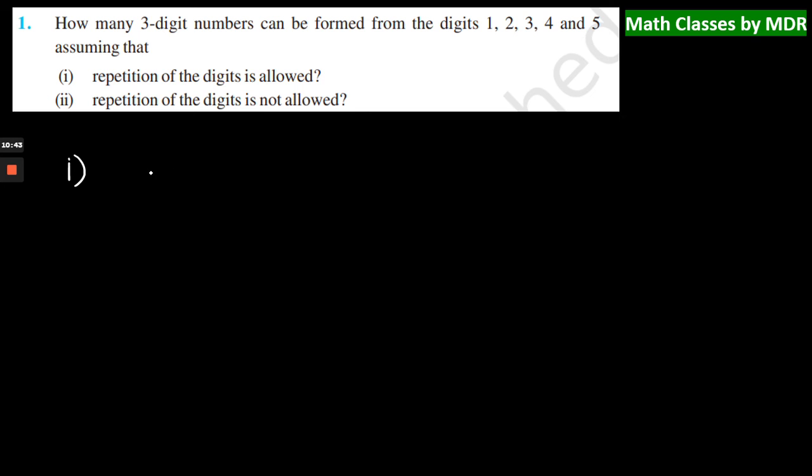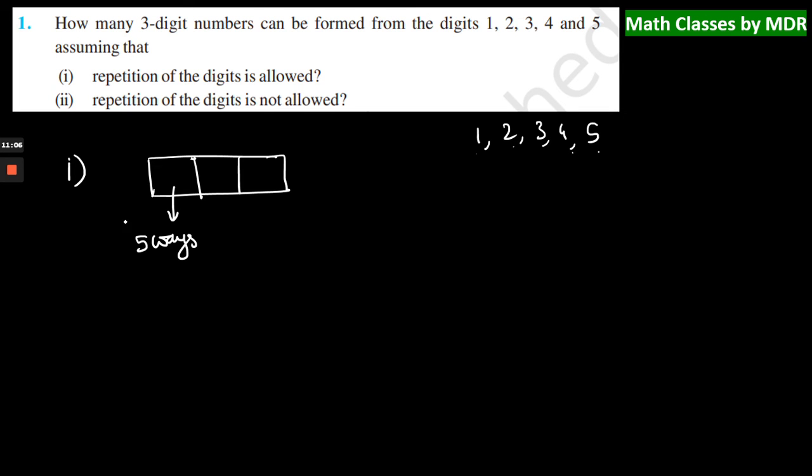So, for the first case, repetition of the digits is allowed, and how many digits number is required? A 3-digit number is required, right? As the repetition is allowed, how many numbers are available? 1, 2, 3, 4 or 5. To take any number here, which number can I take? I can take 1 or 2 or 3 or 4 or 5. So 5 ways I can fill this first box, right?